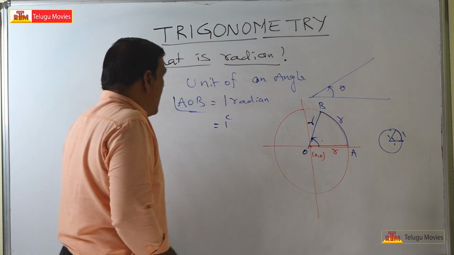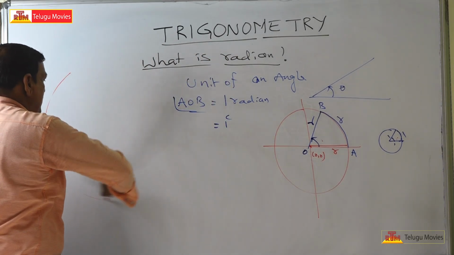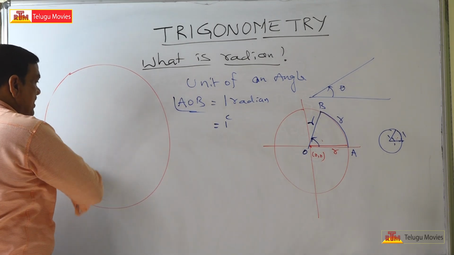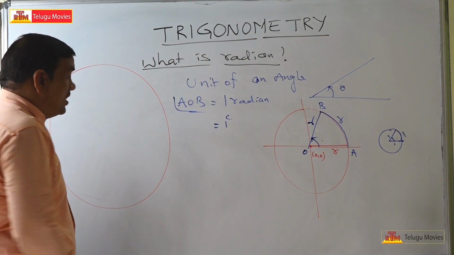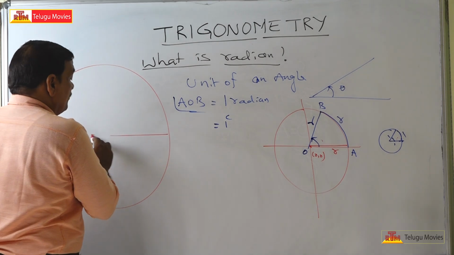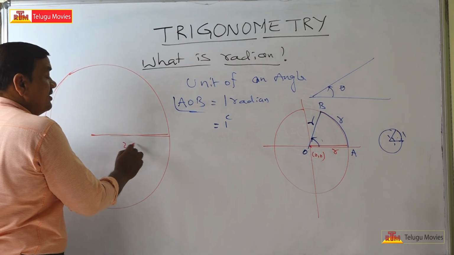If I take a very big circle, let the radius be some 20 centimeters.